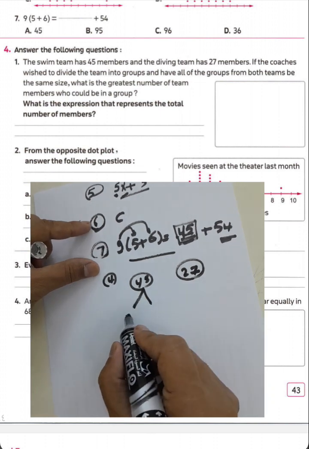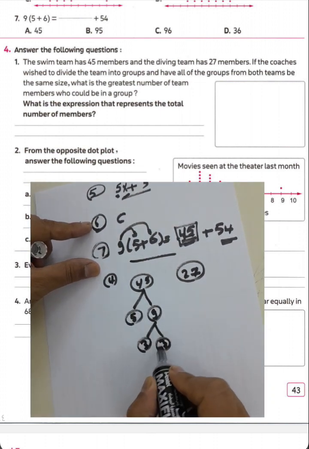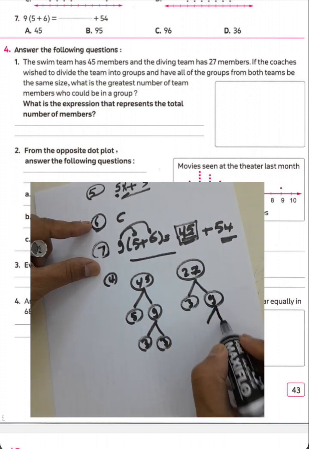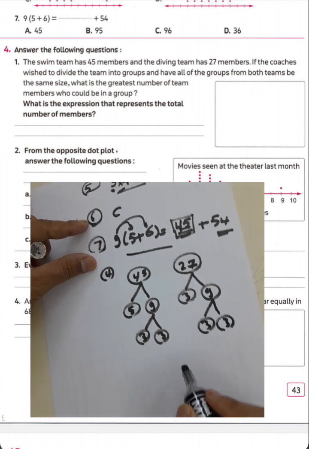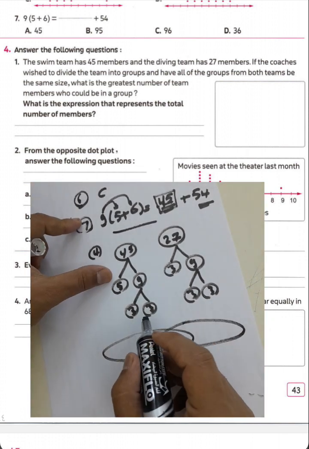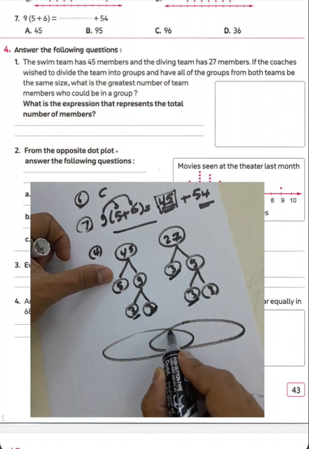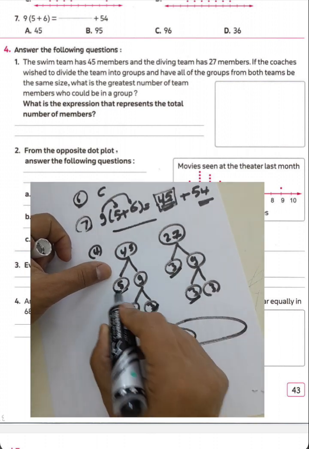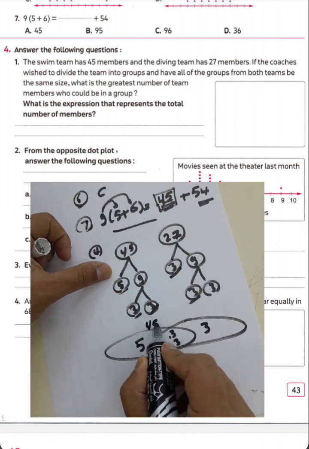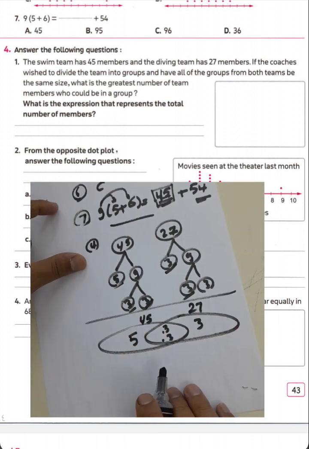45 equals 5 times 9, and 9 equals 3 times 3, and 27 equals 3 times 9, and 9 equals 3 times 3. And then draw a Venn diagram between the two numbers here. Write the common factors between them, 3 and 3, and the remainder here 5, and the remainder here 3. It's the first number 45 and the second number 27. And then we can find the least common multiple.